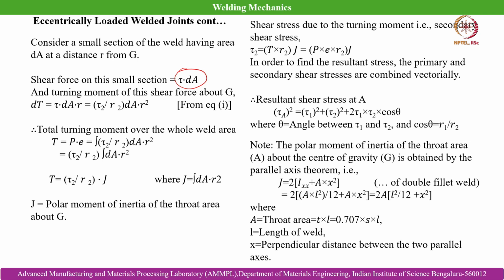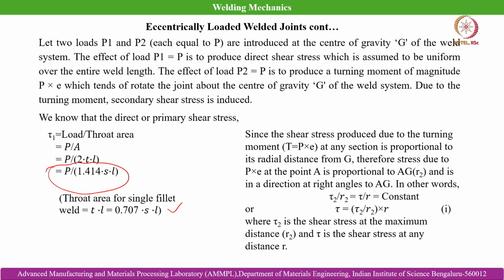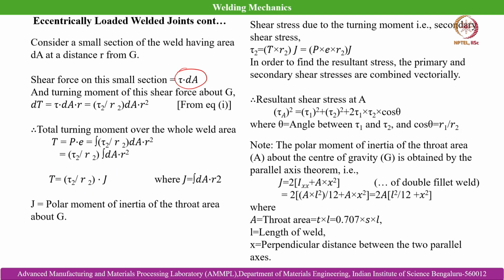So, this is tau dA into r, at any given distance, small r. Then, as we have calculated here, tau is equal to tau 2 by r2 into r. Putting the value of tau over here, the expression becomes tau 2 by r2 into dA into r square. Then the total turning moment over the whole area we can get by integrating this expression, so it is the integration of tau 2 by r2 into dA into r square.